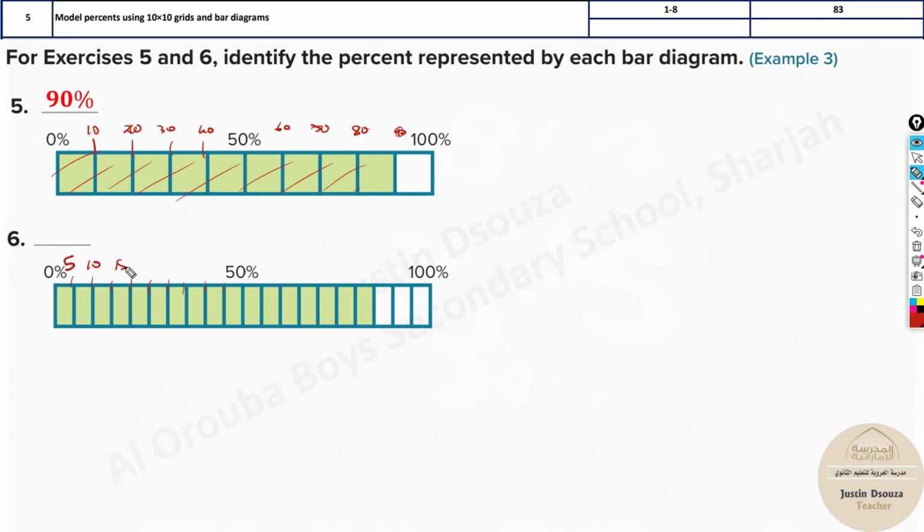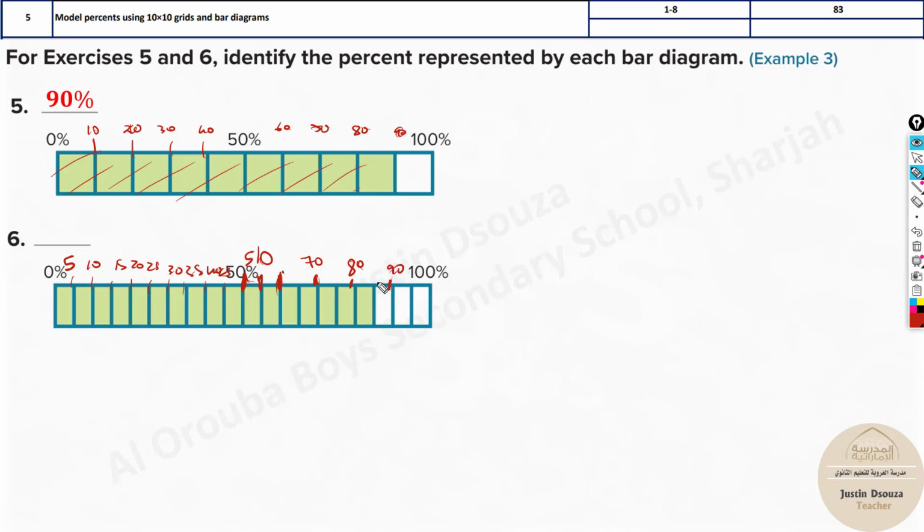It's 5, 10, 15, 20, 25, 30, 35, 40, 45, and 50. Then this is 55, 60. One block is 5. So how much will be 2 blocks? It will be 10. So till over here it will be 60, 70, 80.